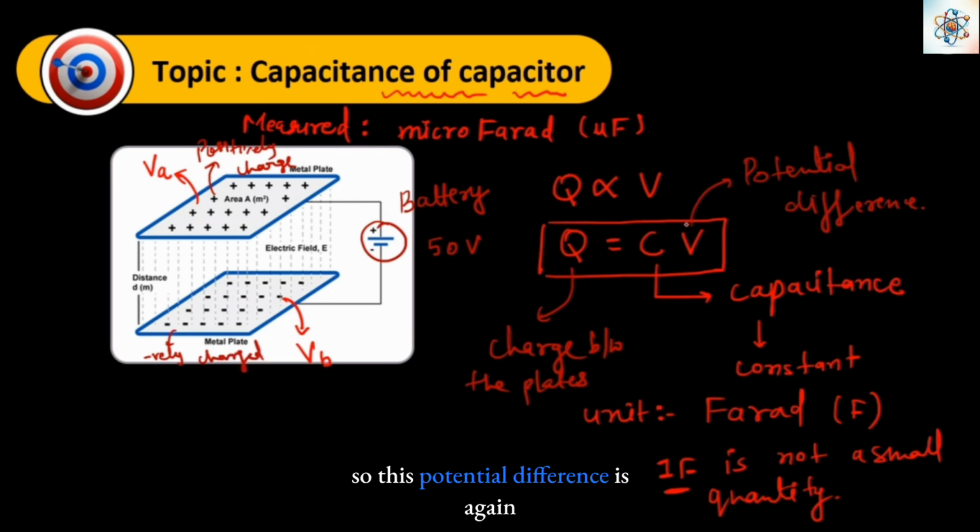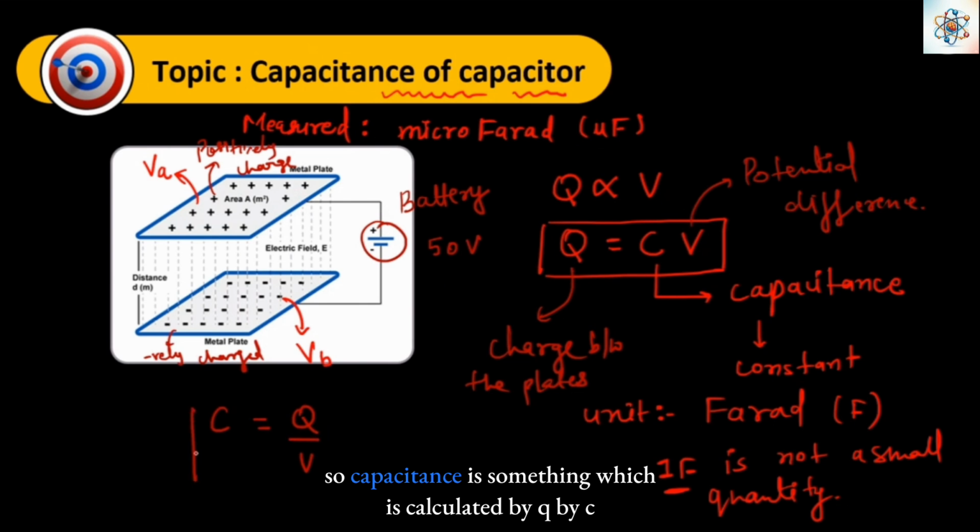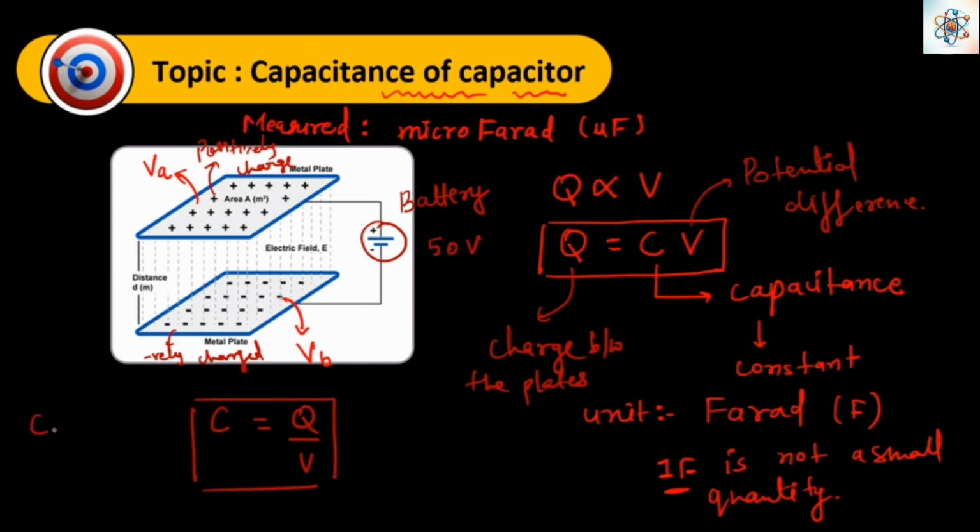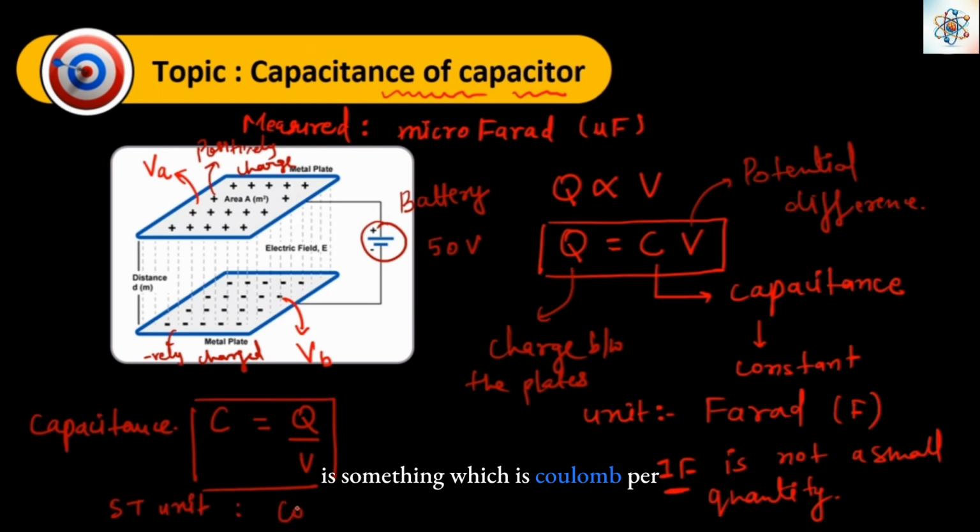So this potential difference is because of the battery, and it is sometimes given and sometimes we need to find it in the question. So capacitance is calculated by Q by V, and its SI unit, apart from farad, is coulomb per volt.